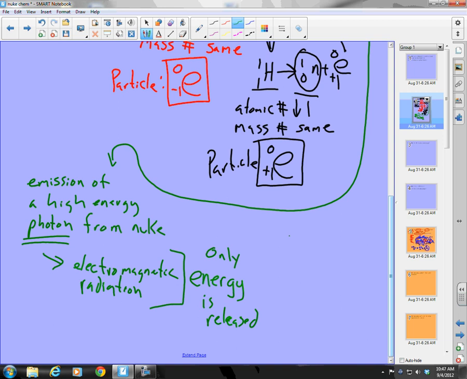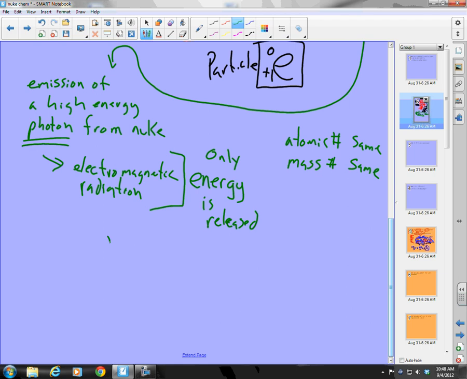What happens to my atomic number? Well, if only energy is released, it's the same. What happens to my mass number? Well, if only energy is released, it is the same. Excellent. Okay, this is not brain surgery here, right? Good. And how do I represent a gamma particle? Well, something along those lines.